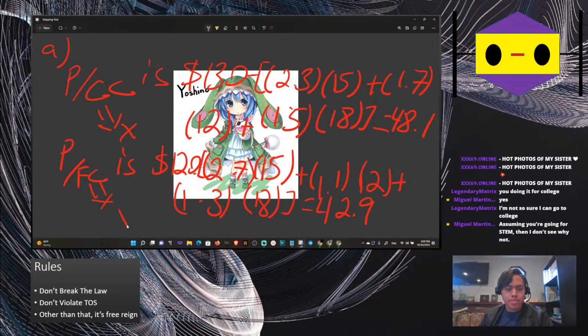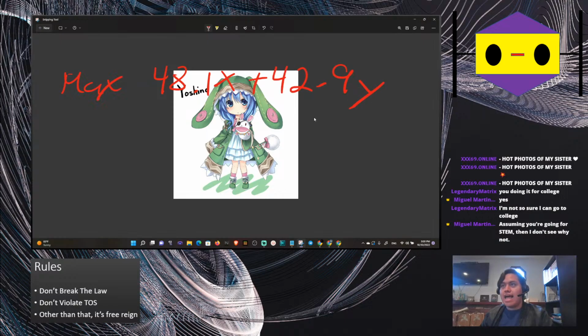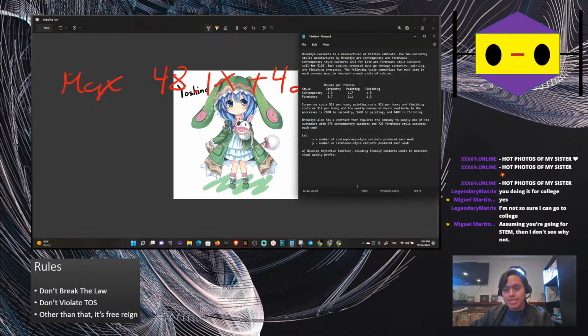Okay. So now that we have this, and we know what this equals, let's clear this up. It's going to be max 48.1 x plus 42.9 y, and that is A. I'll admit, I was looking at the thing and it didn't make sense, but now I get it.